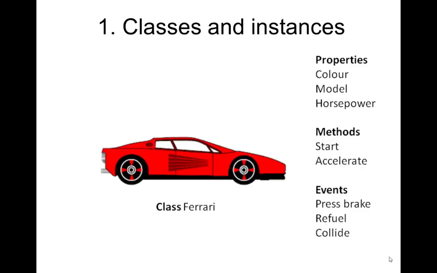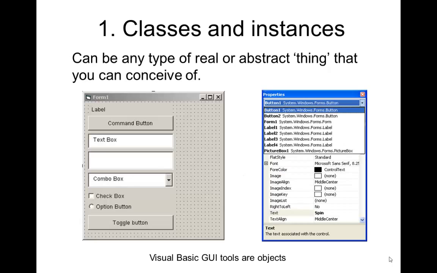Events are things that happen that maybe kick methods into happening. So somebody presses the brake, that might be an event that then causes the method decelerate. Refuel, for example, might be an event. Collide might be an event. And those kick off methods, which may then, of course, affect properties and things like that. So that's just one example of the possible properties, methods and events.